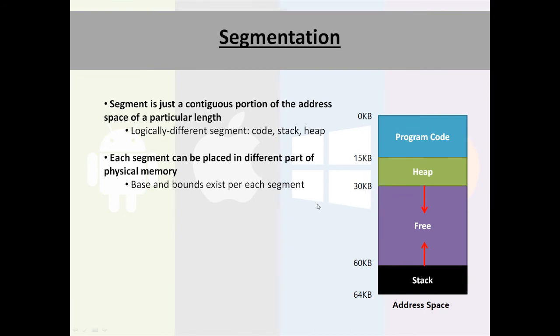So now if we're having all of these components or segments in different locations, we need a way of addressing each of those different locations. This means that we need to have a base and bounds pair for each segment.